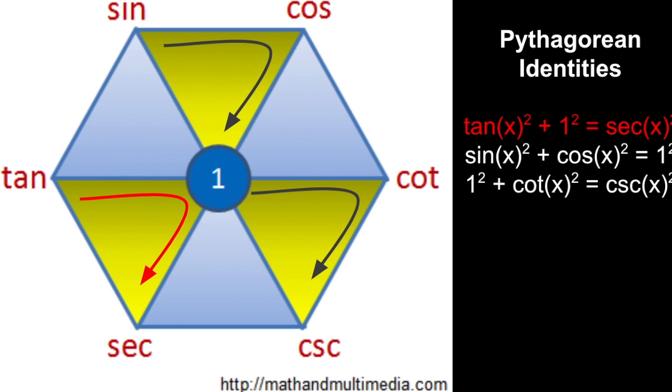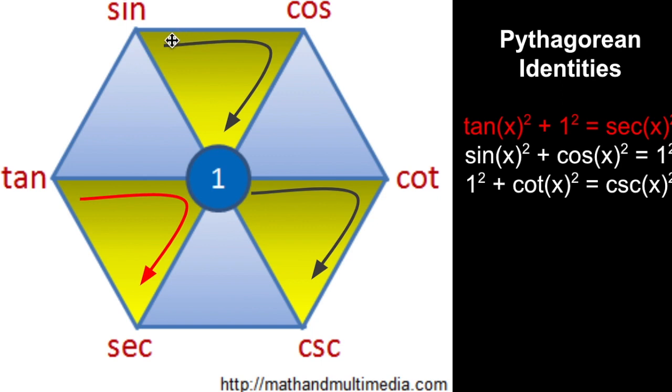Another trig identity that we can get is the Pythagorean identities. Here you can see that there are 3 different arrows on the magic hexagon. This one goes from tangent to the 1 to secant. So this provides us with tan of x squared plus 1 squared is equal to secant of x squared.